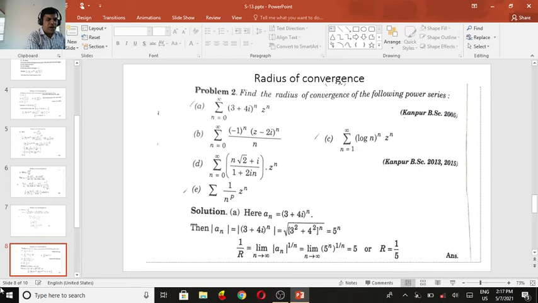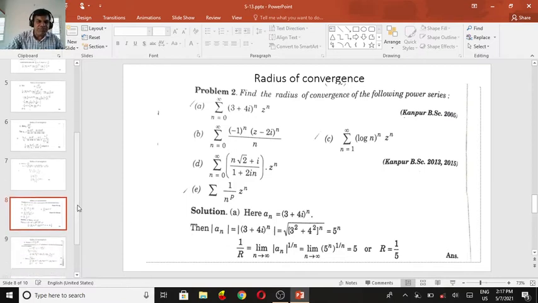Again, 1 by r is equal to limit n tends to infinity. We apply the nth root test. |a_n| whole power 1 by n is equal to limit n tends to infinity (5 power n) whole power 1 by n. Suddenly we get 5. So r is equal to 1 by 5, which is a finite quantity. Again, we take a second example.